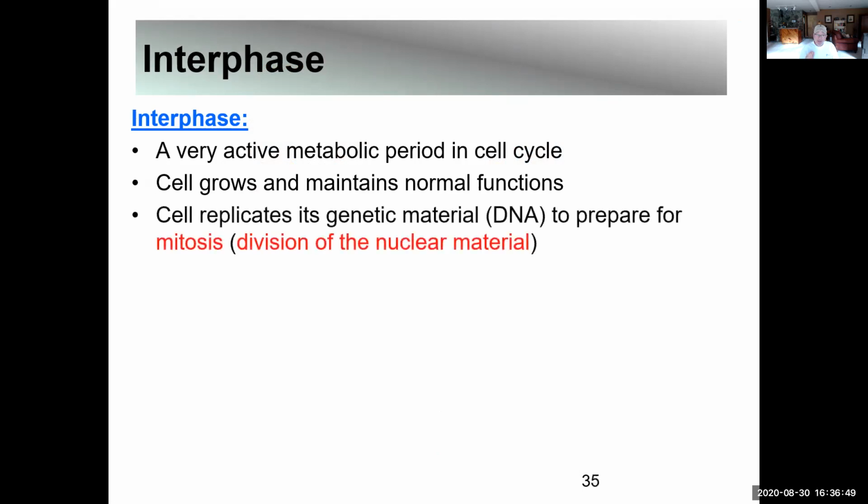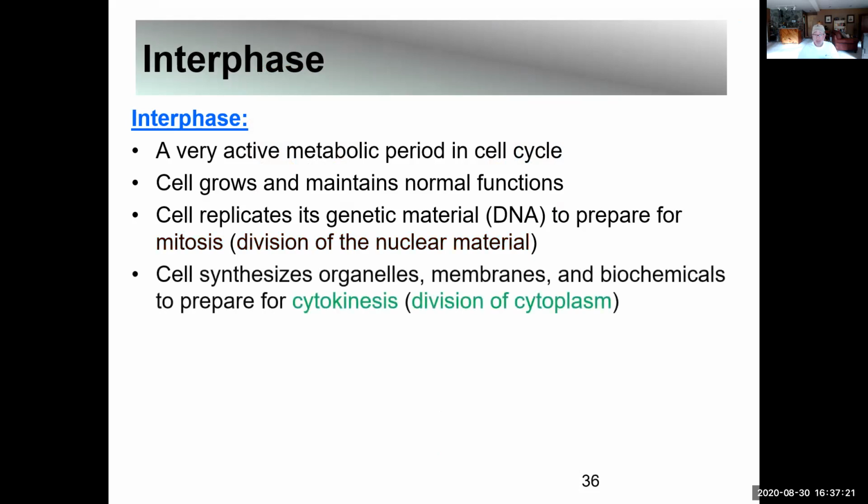However, if that cell is going to divide, it will take its DNA and replicate it here in interphase, because that replicated DNA will eventually be distributed to the daughter cells that are going to form at the end. So we're going to be talking in just a second about the replication of the DNA. This takes place in interphase.